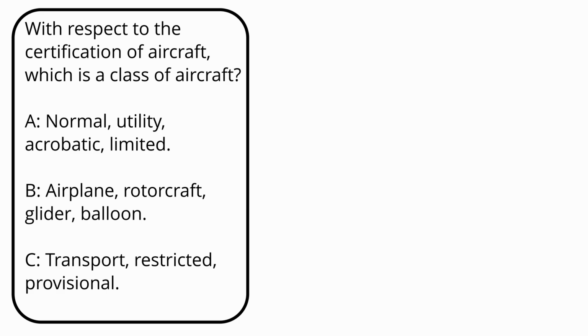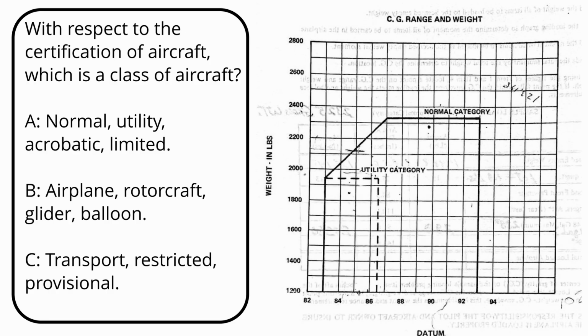The first thing alphabetically is category, and at least two categories should be familiar to student pilots. Here's a weight and balance envelope from the POH for a Piper Warrior. We can see that there are two categories mentioned, normal and utility. Remembering these two categories can be the key to keeping this straight. There are several other categories of aircraft certification, such as transport and acrobatic. In fact, everything in choices A and C in this question is a type of aircraft category.